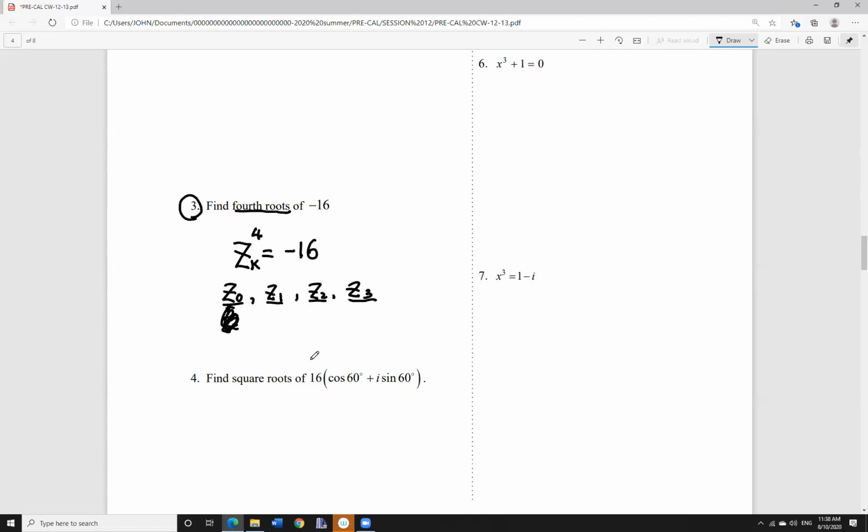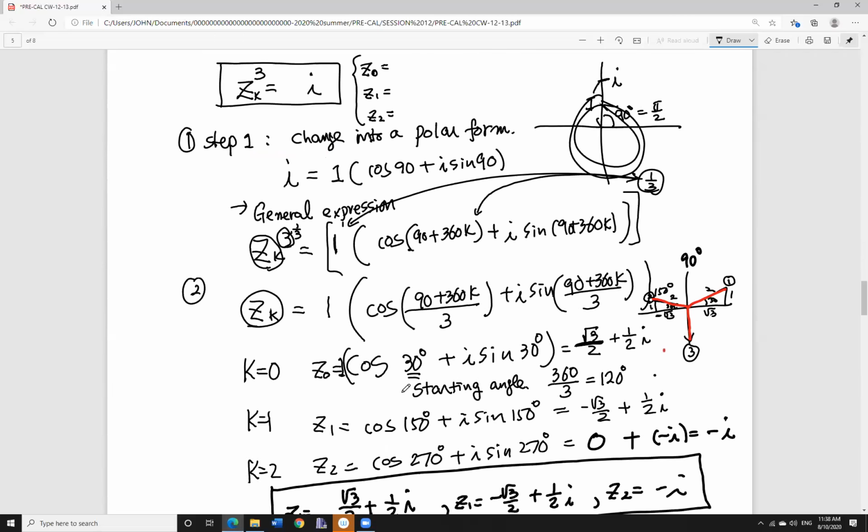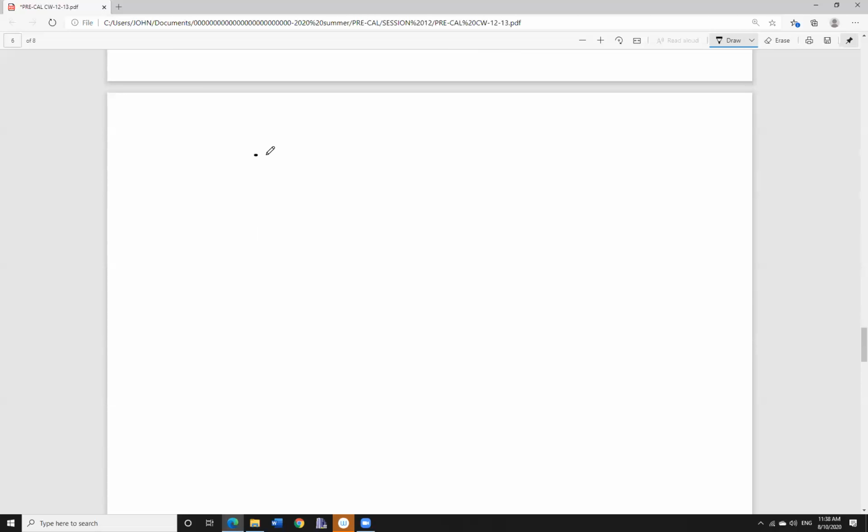Okay, can you try this one? Everybody have some practice, okay? So I'll give you 5 minutes, after that we work together, okay? So g_k to the fourth power equals negative 16. What are the fourth roots? The first one, g0, g1, g2, g3. We're going to find all these fourth roots.